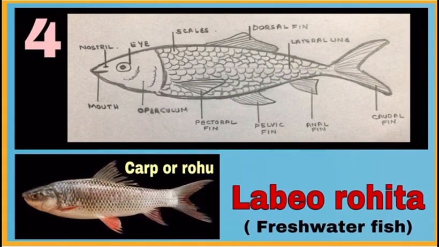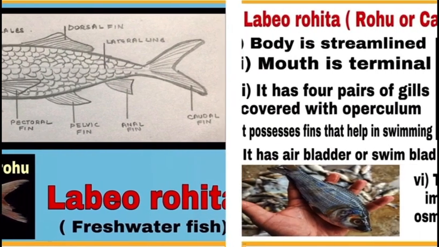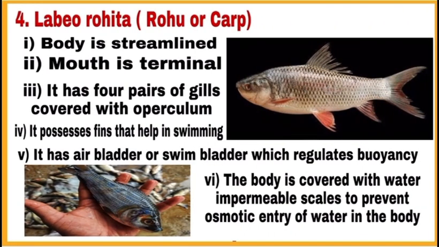This is Labeo rohita. It is a freshwater fish. It is also called carp or rohu. Its adaptive features are: body shape is streamlined. Its mouth is terminal in position. It has 4 pairs of gills which are covered with operculum. It possesses fins that help in swimming, and an air bladder or swim bladder is also present, which regulates buoyancy. Body is covered with water impermeable scales to prevent osmotic entry of water in the body.